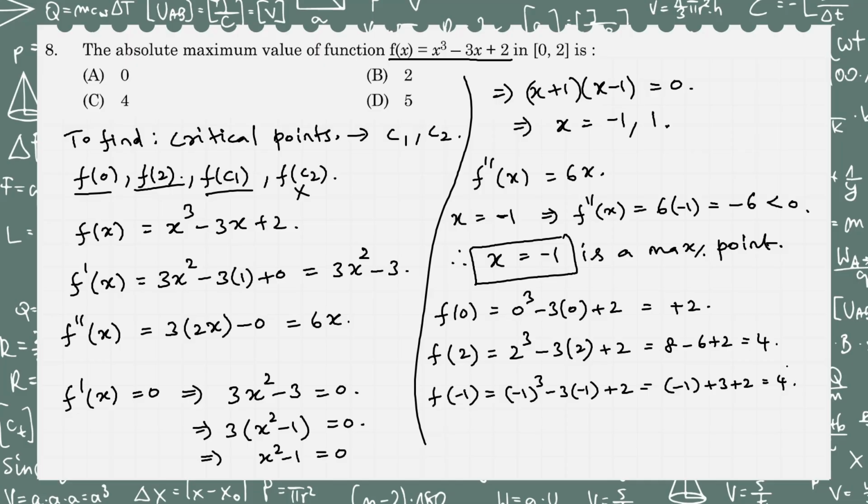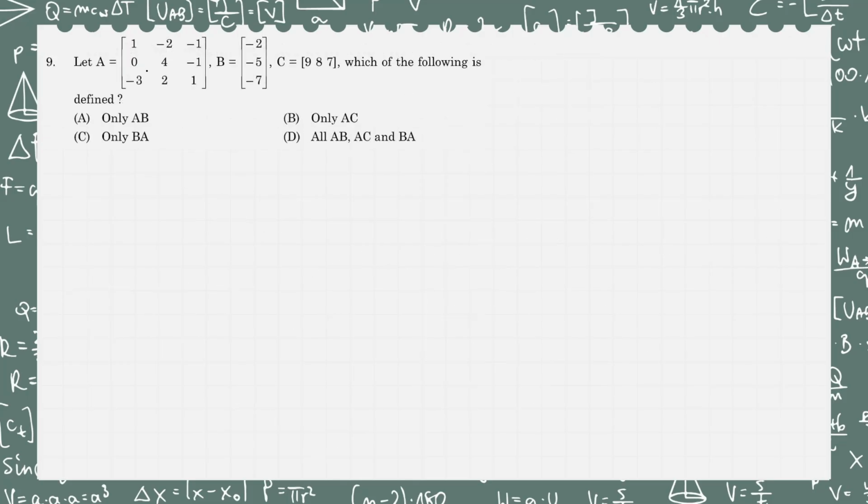So the maximum value happens in two different points, right? 2 also gives you maximum value, minus 1 also gives you maximum value. But what is the absolute maximum value they are asking, which is 4 here. So option C is the correct answer. Let us go to the next sum.